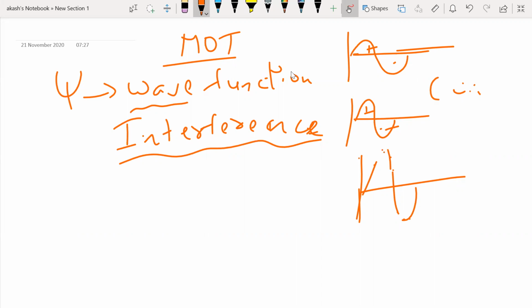So obviously bonding molecular orbitals come out of constructive interference, and sorry, anti-bonding molecular orbitals come out of destructive interference, right? And obviously bonding molecular orbitals are more stable, so they will have lesser energy, and anti-bonding molecular orbitals are unstable, right? So obviously they will have more energy. Obviously, you know, stability and energy are inversely related. Higher the energy, less the stability.